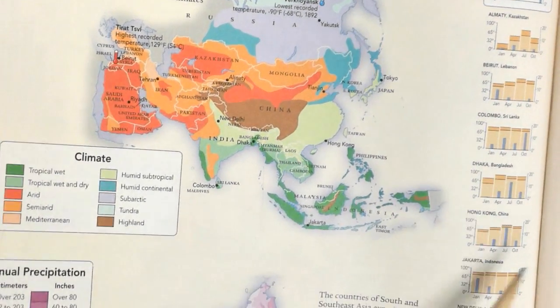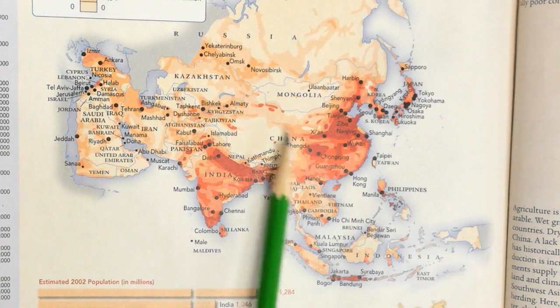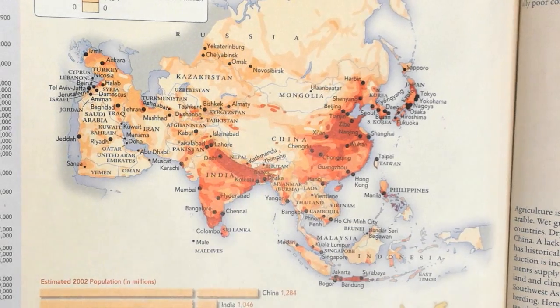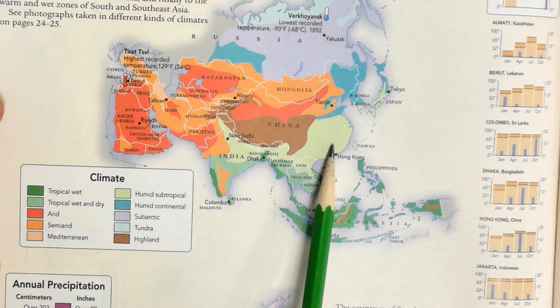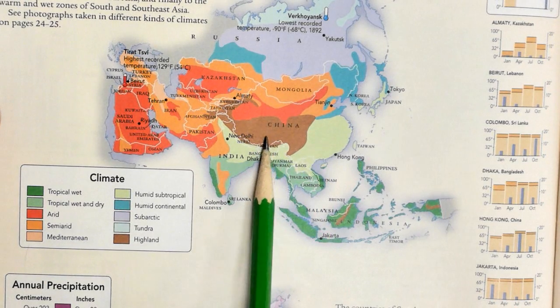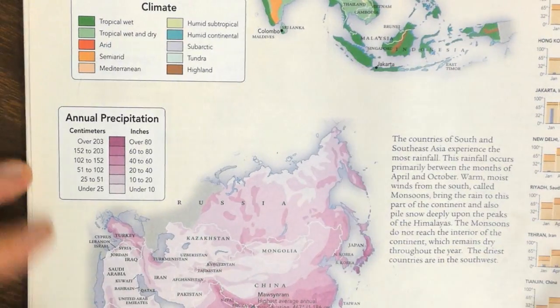So, we are trying to find out why, let's compare both maps together, why so many people live over here and why nobody lives over here. So we look at the climate map. This green climate, what kind of climate is it? This brown climate, what kind of climate is it? Let's take a look at annual percentage rainfall.